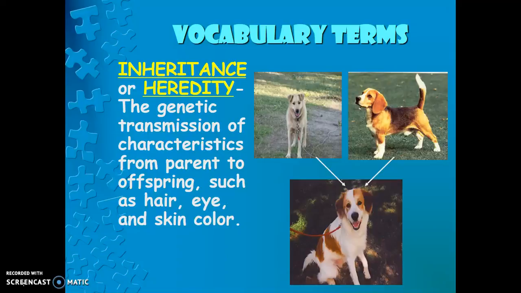So genes code for your traits. And a trait is anything. It could be how you digest dairy products, your hair color, or if it's straight or curly, your eye color, your skin color. All of these things that we can describe, that we can see, and that we can measure are your traits. And they are coded for in your DNA, in your genes.